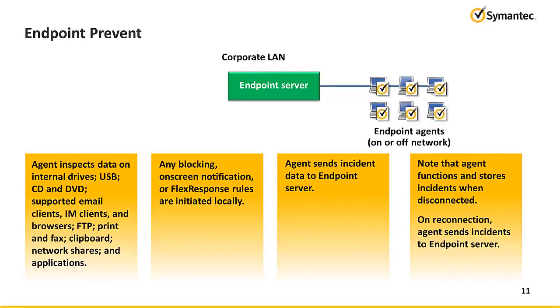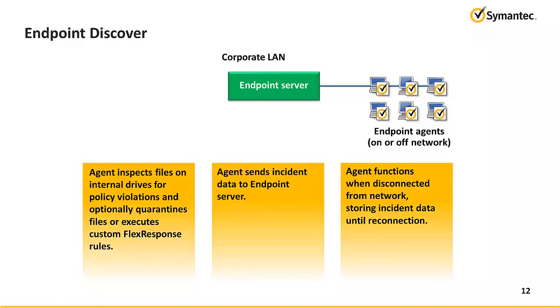Besides monitoring and blocking for all of these vectors, the Mac agent can also encrypt sensitive files and display on-screen notifications when policy violations are detected. The Symantec DLP roadmap for the Endpoint Prevent Mac agent aims toward feature parity with the Windows agent over time.